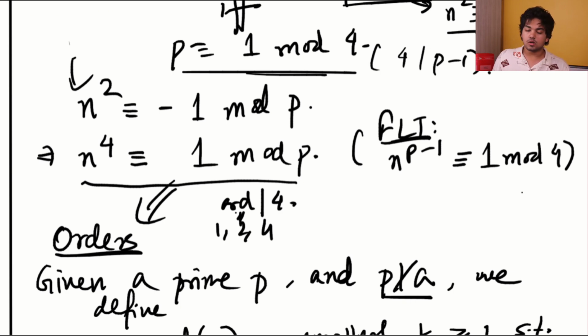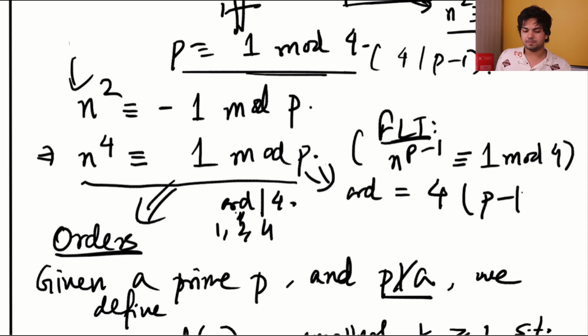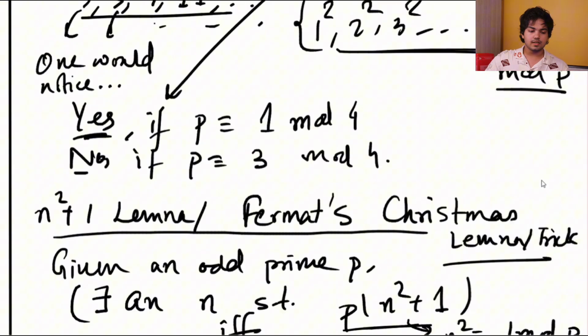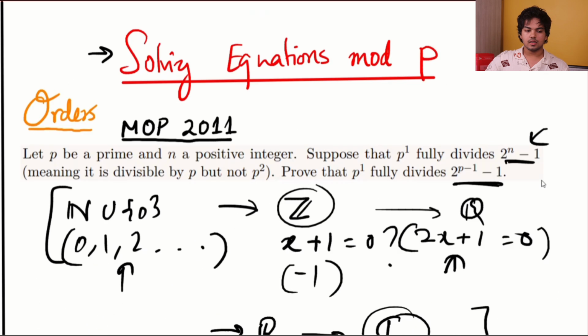So n to the 4 congruent to 1 mod p, given that n square is congruent to minus 1 mod p, implies that the order, which is 4, divides p minus 1. So that solves one direction of this. I understand this is a lot to take in at this point, but I haven't made any big jumps anywhere. So if you're stuck, just go back and watch the thing. It's a very natural progression. As far as this problem is concerned, the initial one, slightly tricky, but not too bad.